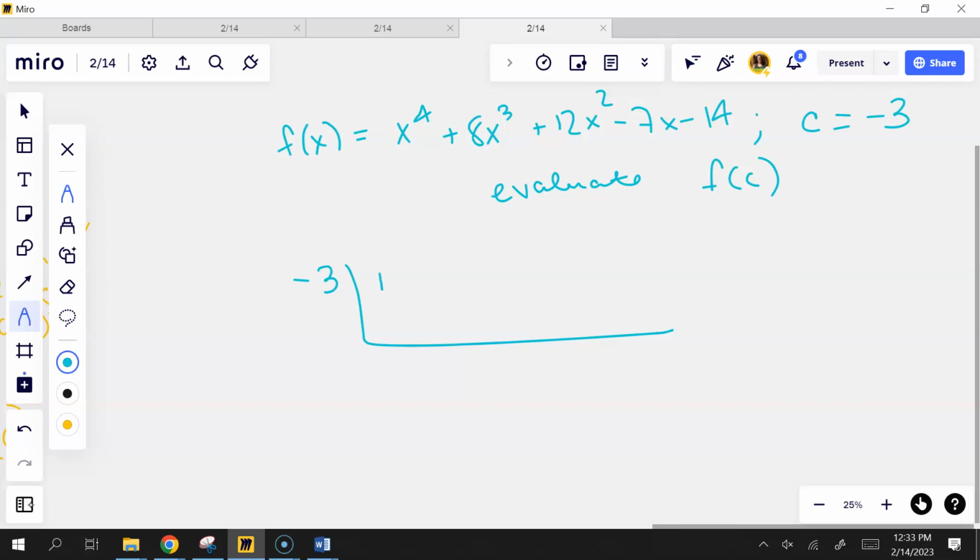Because if I do this, what has that told me at this point? That f of -3 is equal to what? -20. That's all I've done. I think it's pretty cool.